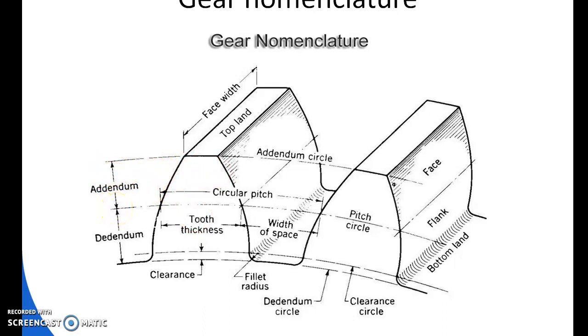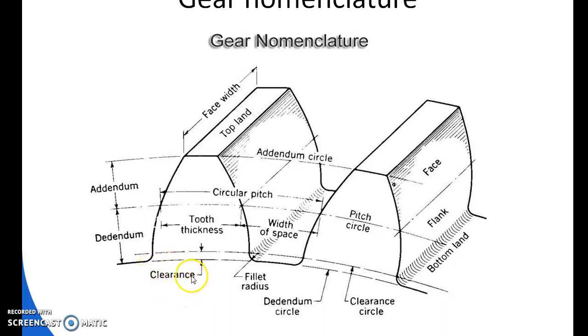So the next one is the dedendum circle. The dedendum circle is also known as the root circle. A circle concentric with the pitch circle and bounding the bottom of the tooth is known as the dedendum circle or root circle. Then dedendum. Here we can see, it is the radial distance between the pitch circle and the dedendum circle.